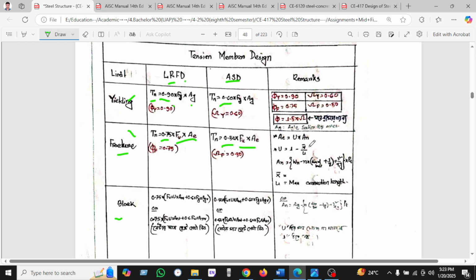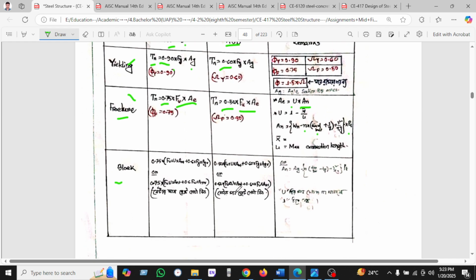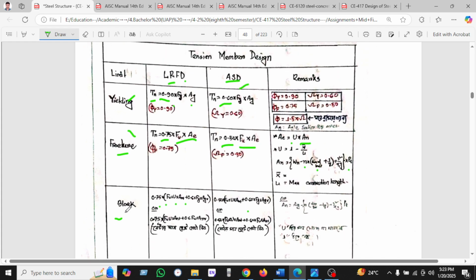So I will get the Ae. We have U into A, and U is nothing but 1 minus x bar divided by L. And I will get the net area An from this formula: w into number of holes into pi, the hole diameter plus 1/8, plus s squared over 4g for staggered holes, and plate thickness. And for block shear, how will we get the block shear: 0.50 Fu Anv plus 0.60, and another formula will be used as per ASD. So block shear is very important compared to yielding and fracture.